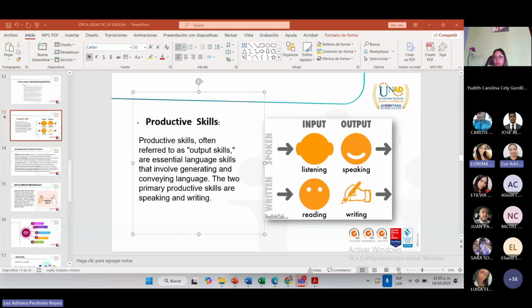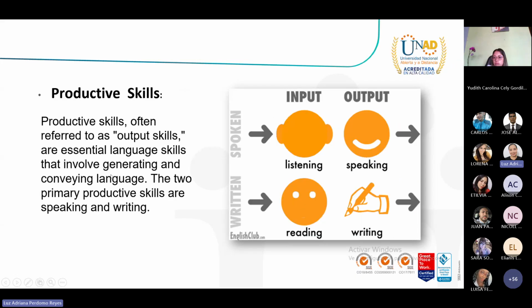As the teacher said, we are going to start with productive skills. The productive skills are listening and reading. No worries. We nearly finished.